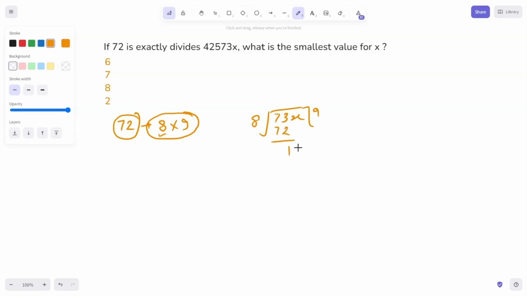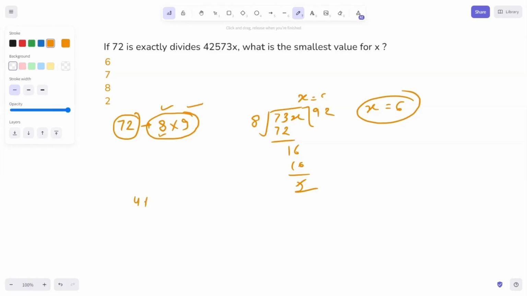So what can I write here to make it completely divisible? I can write 6. So the value of x can be 6. If there is 6, 8 16s are 128, and it is completely divisible. So the value of x is 6. Now it is divisible by 8. Now let's check if it is divisible by 9 also.